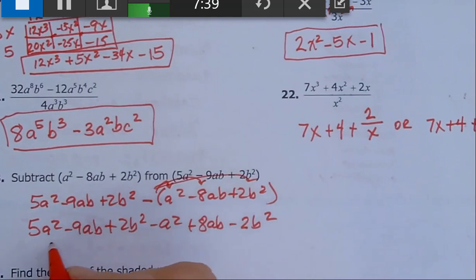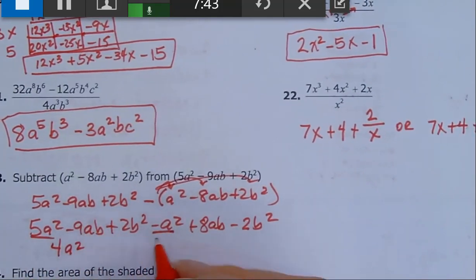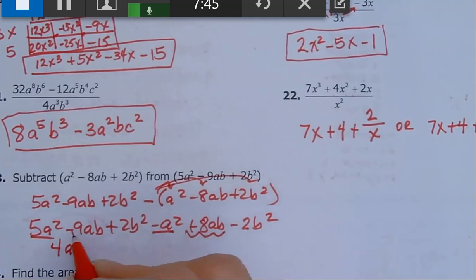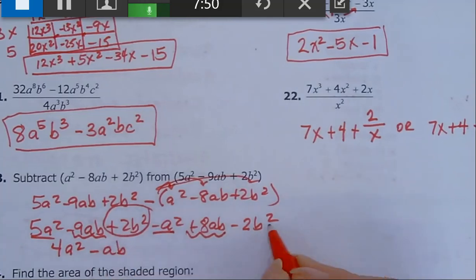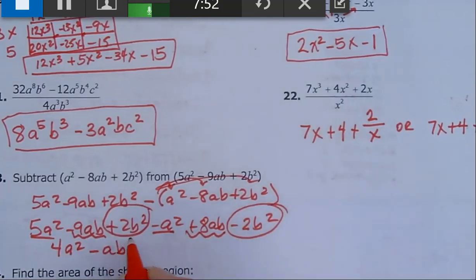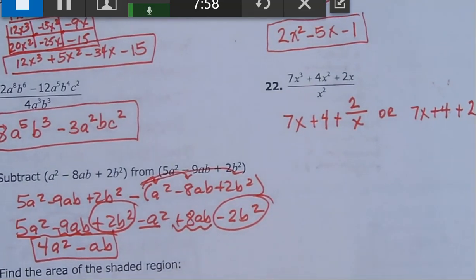5a squared minus a squared is 4a squared. Okay, negative 9ab plus 8ab can be minus ab. And then 2b squared and negative 2b squared, poof, they went away. So this is my final answer, 4a squared minus ab. Whew, okay, so we're nearly done.